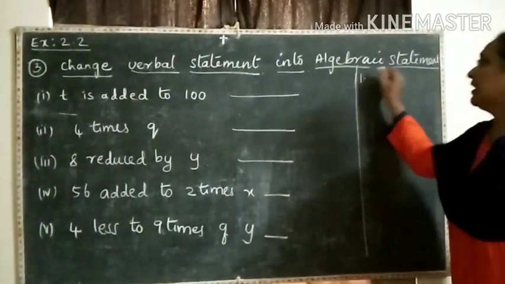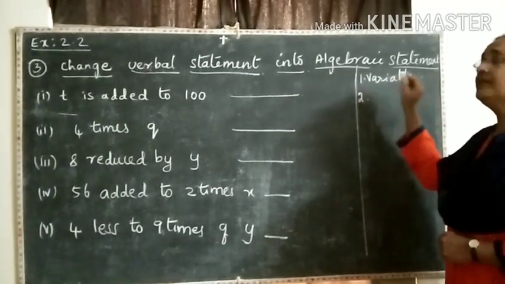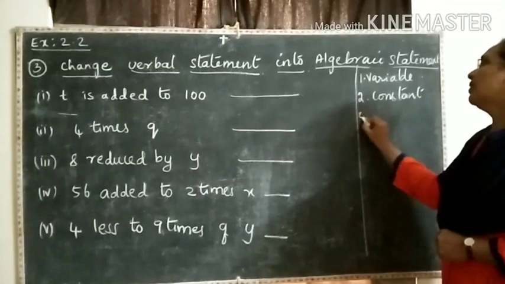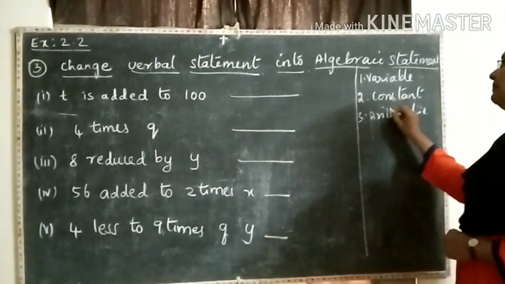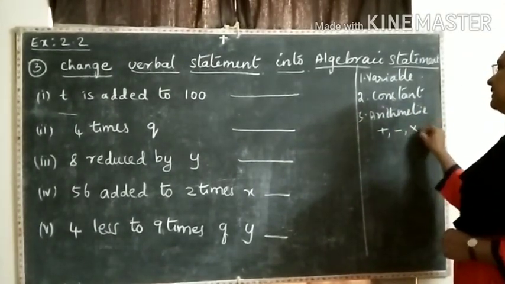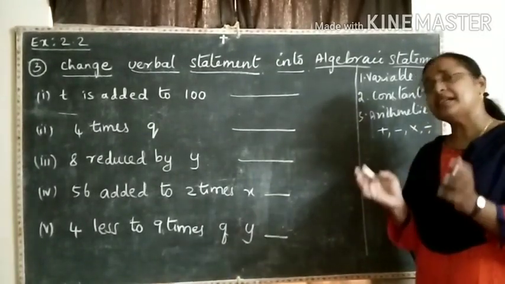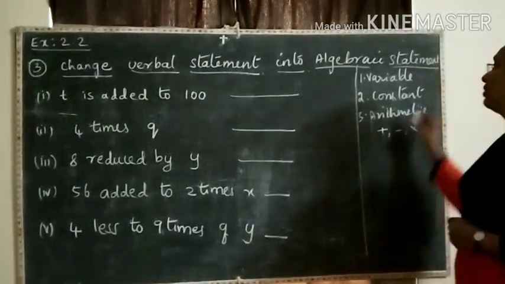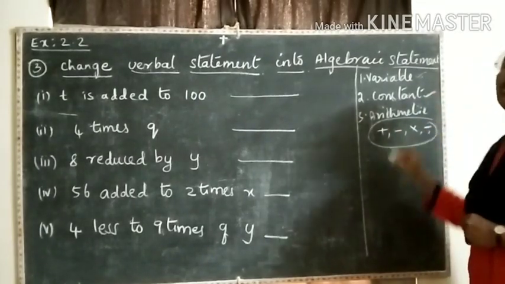In our last class we learned what is meant by a variable. Yes or no? The next one, we learned what is meant by a constant. Yes? Okay. Now also we know what is meant by an arithmetic operation. What are the arithmetic operations? Addition, subtraction, multiplication and division. Okay. So now what is termed as an algebraic expression? An algebraic expression is a combination of a variable and a constant along with the arithmetic operation.